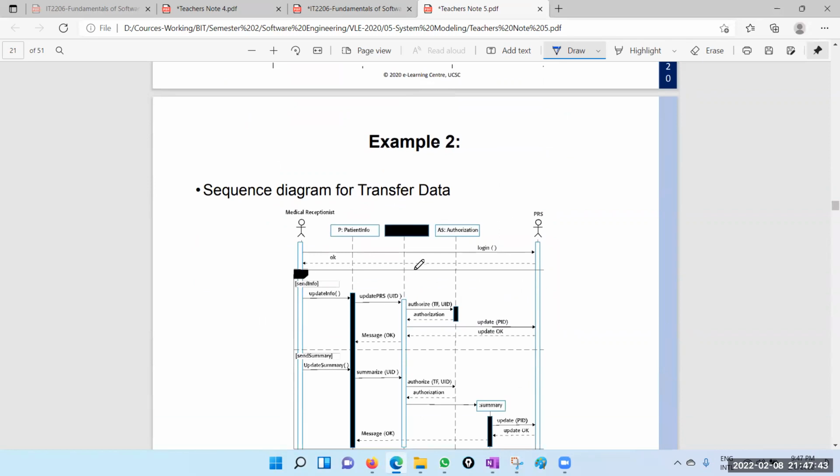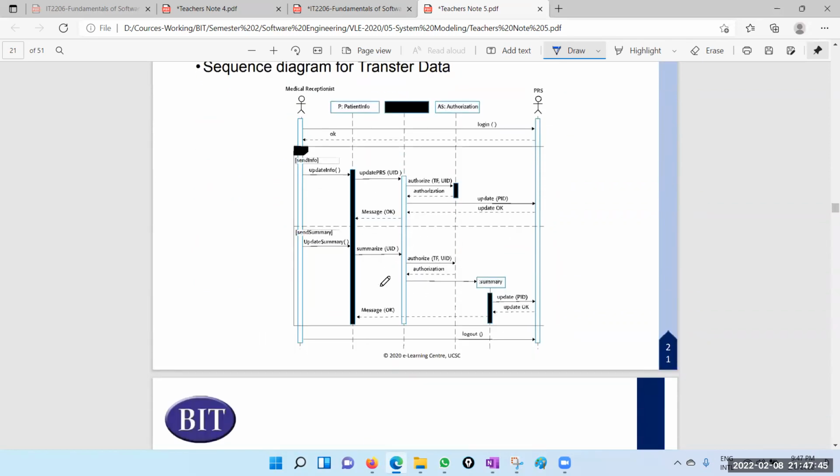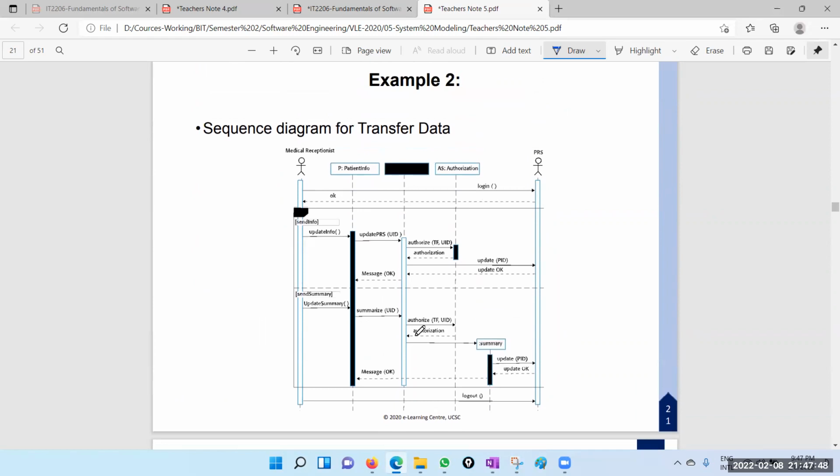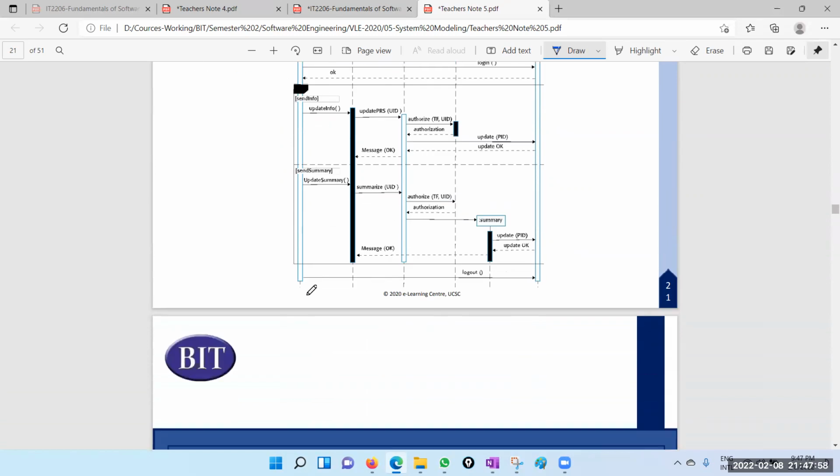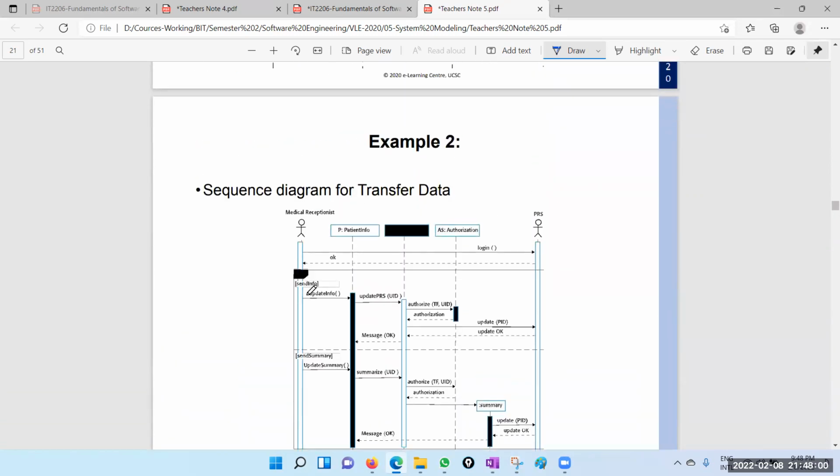This is another example of a sequence diagram. Again, this is just to give you a feeling of what a sequence diagram is. You have to know that a sequence diagram is a sort of behavioral diagram, and also a sort of interaction diagram. It's not a structural diagram. It's not a use case diagram.